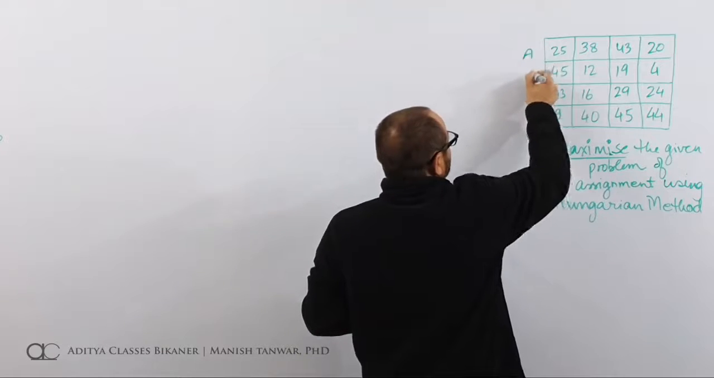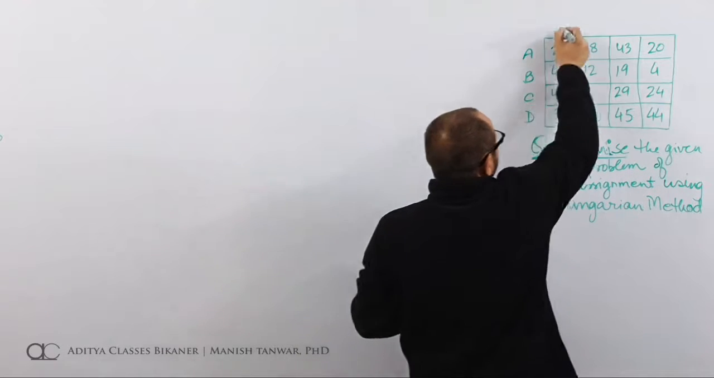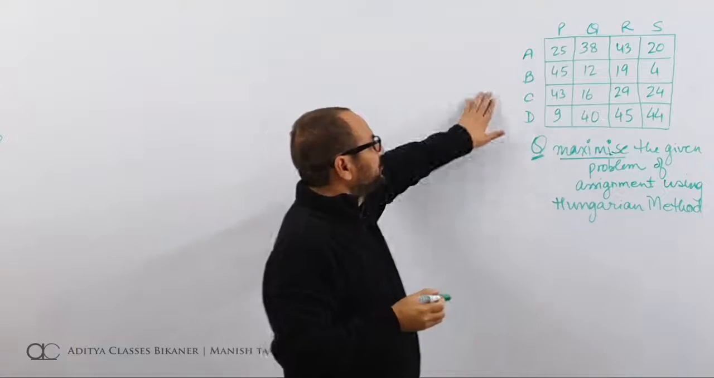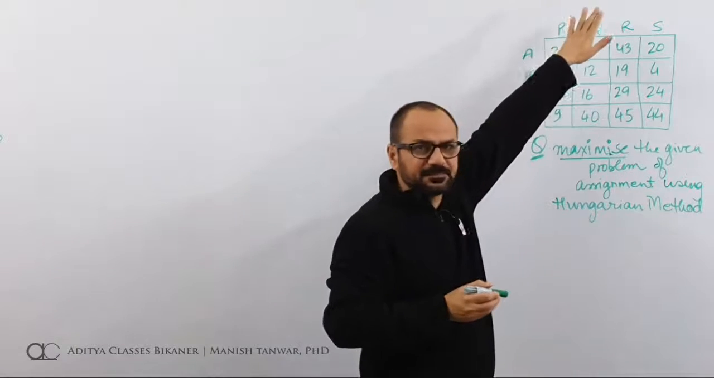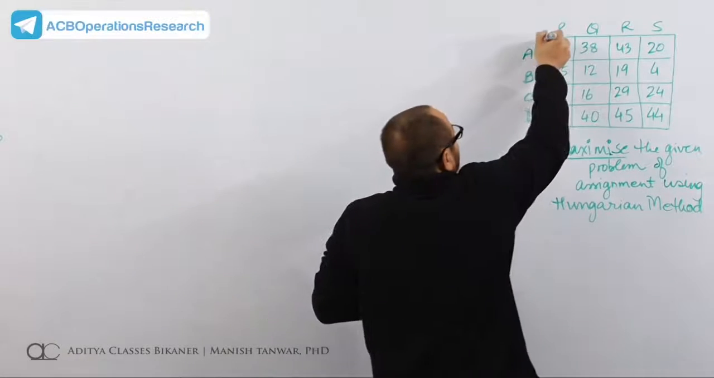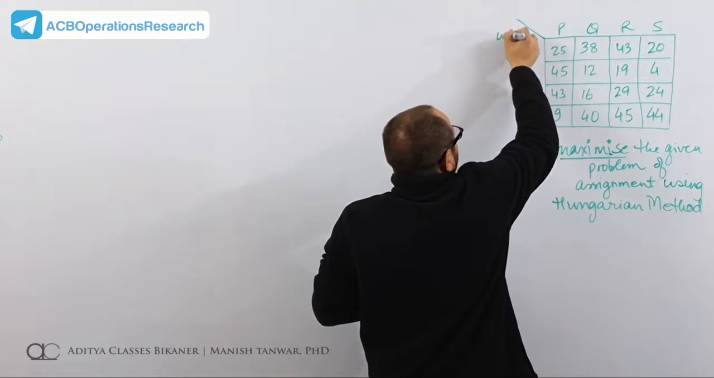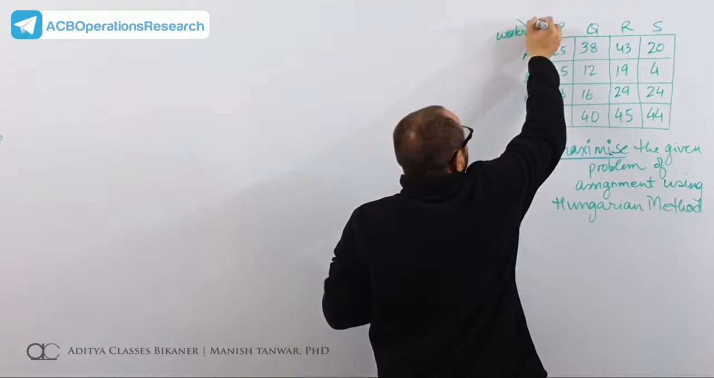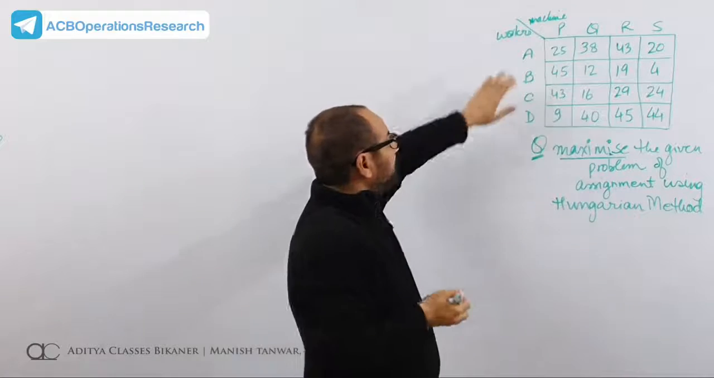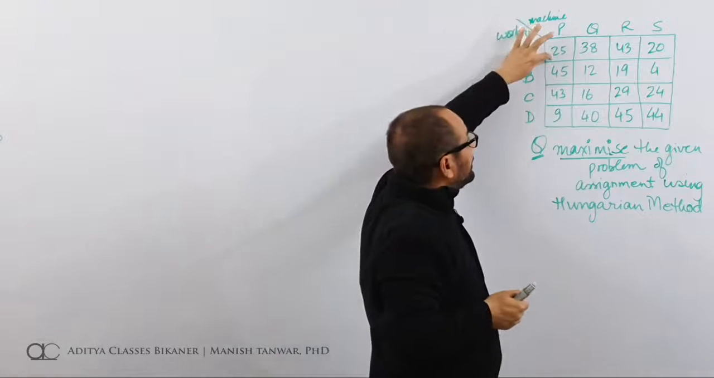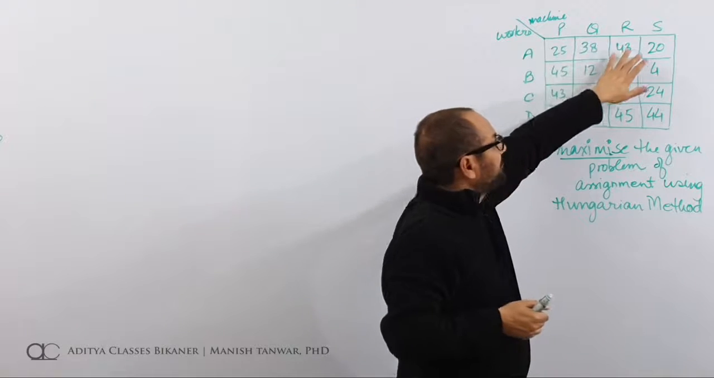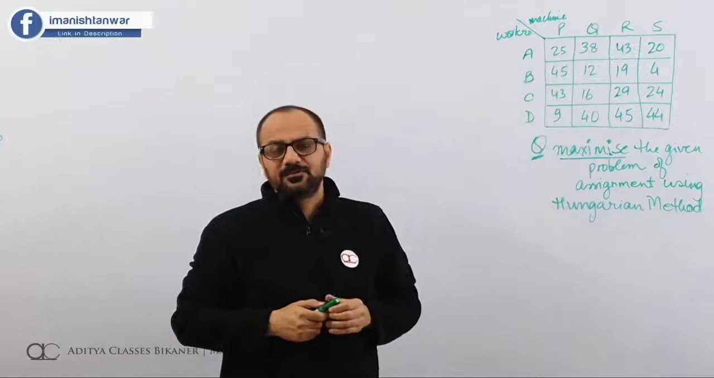Now let us give them some names. We have A, B, C and D for sources, P, Q, R, S for assignment. Maybe it could be salesman to territory, jobs to machines, workers to machines, or workers to jobs, whatever. Let us call it workers to machines. It might so happen that if worker A is positioned at machine P, he can get me a profit of 25. On Q, he can get me a profit of 38. On R, a profit of 43. On S, a profit of 20.